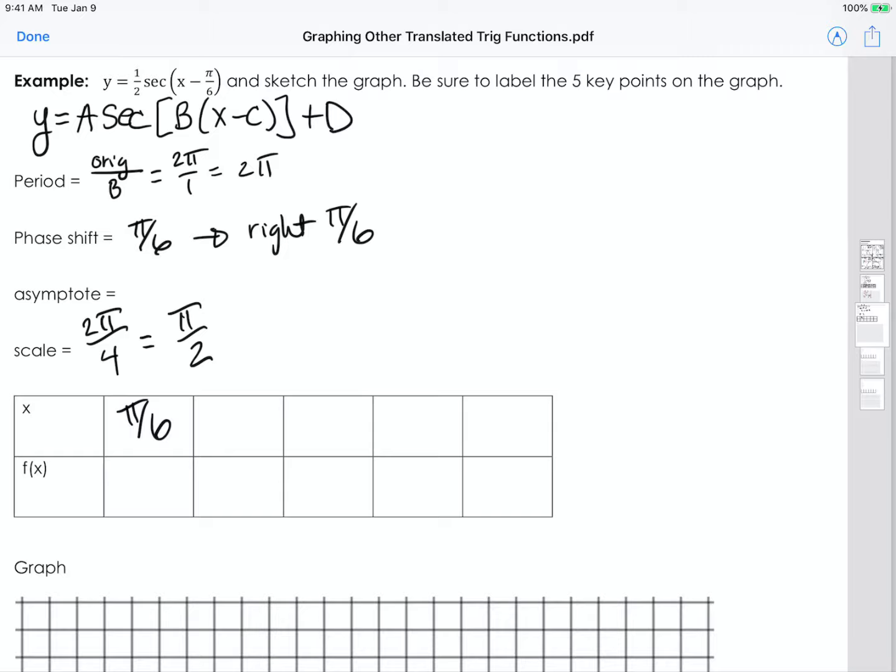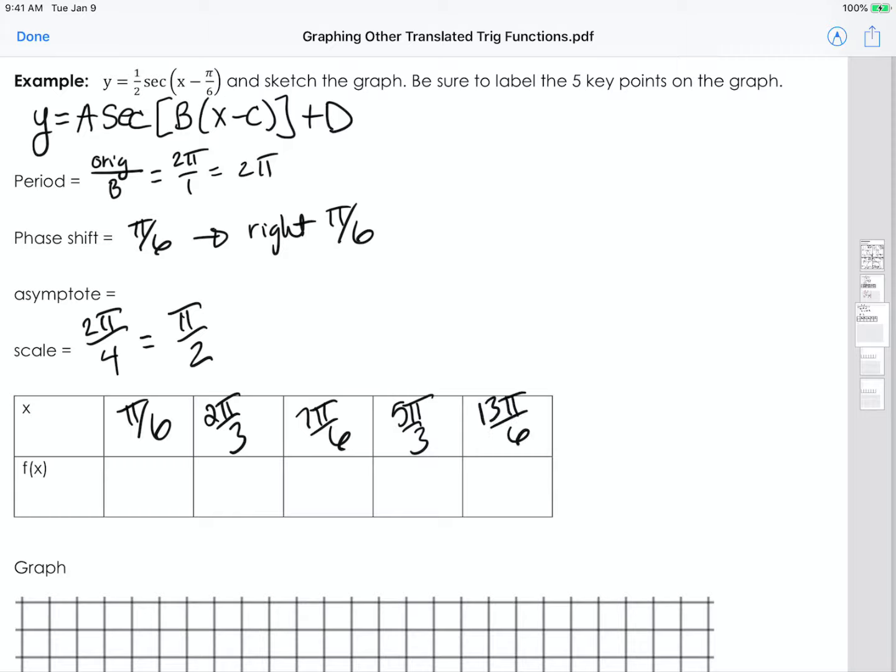So when I take pi over 6 and I add pi over 2, that's going to give me 4 pi over 6, which is 2 pi over 3. Then when I add pi over 2 again, I'm going to get 7 pi over 6. When I add pi over 2 again, that's going to give me 5 pi over 3. And when I add pi over 2 again, for my ending point, it's going to be 13 pi over 6.